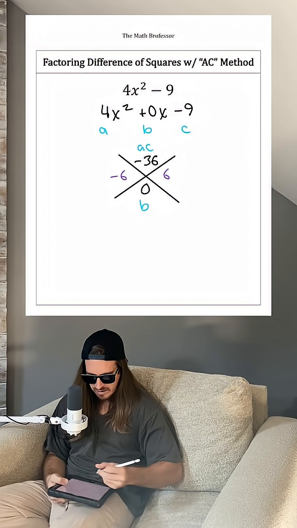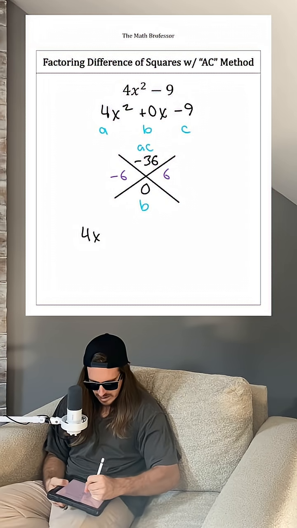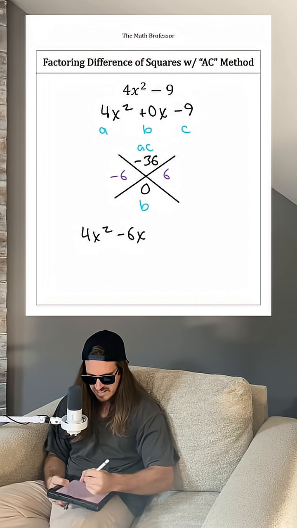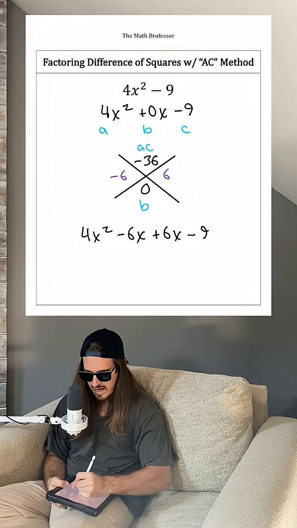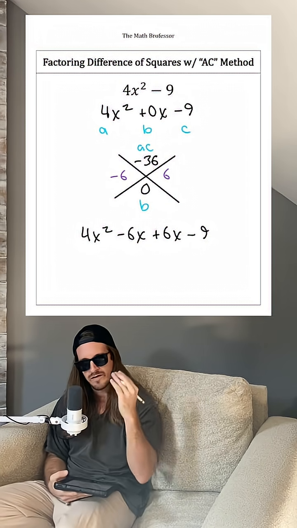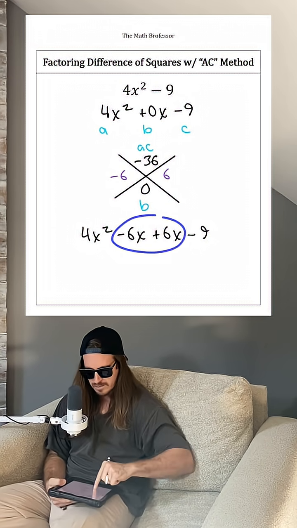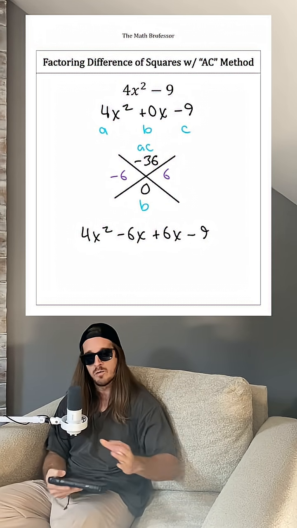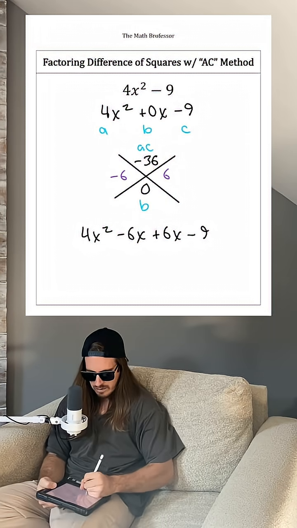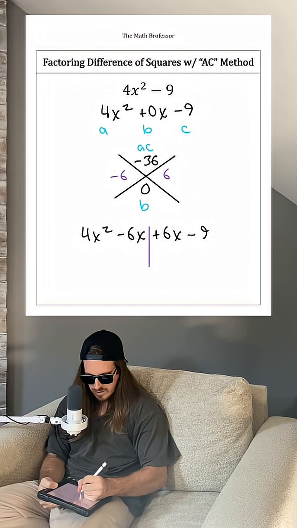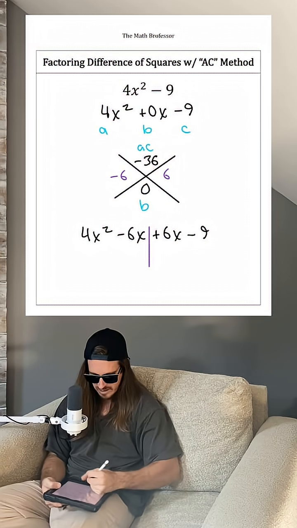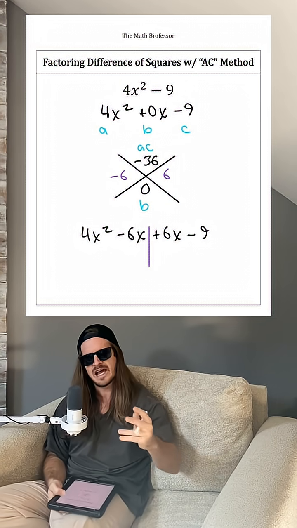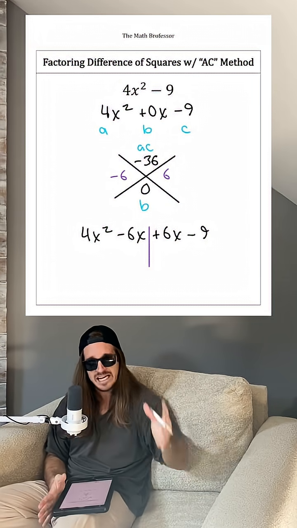Now we're going to rewrite the trinomial, but we're going to split the middle term into a -6x plus 6x. Now notice how we haven't changed the original value of the problem. -6 plus 6 is 0. We've just split the middle. We will now factor by grouping, which is where we group the first two terms from the second two terms and pull out the GCF, the greatest common factor from each set.